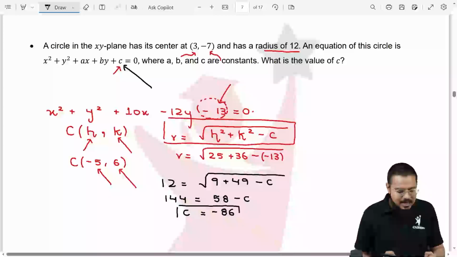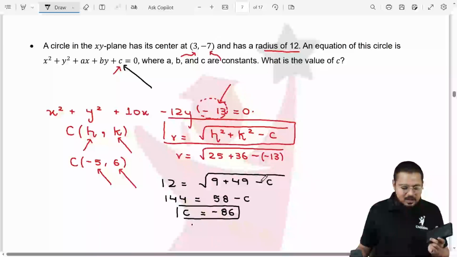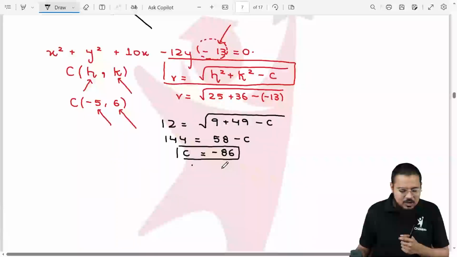So that is how we were supposed to solve this question. 3 square, 9, minus 7 square, 49, minus the constant that you see over here. And the radius was always given to us as 12. So 12 square basically became 144 once I took square on both sides to get rid of this square root. Basically, I eventually solved a simple radical equation to figure out my value of the constant at the very end.